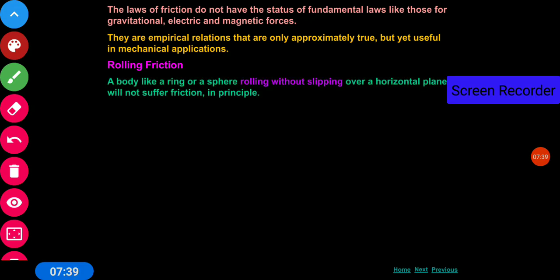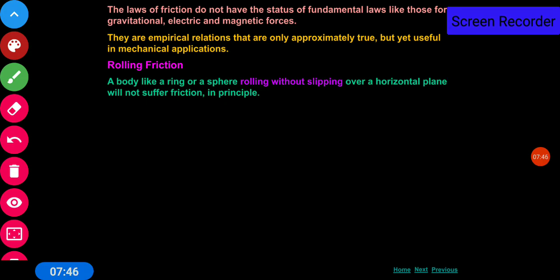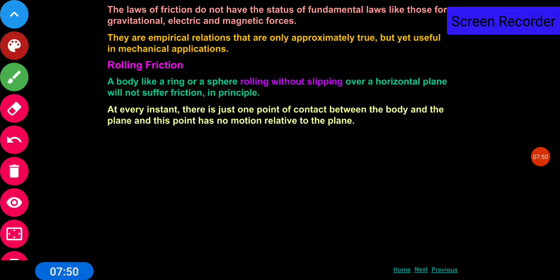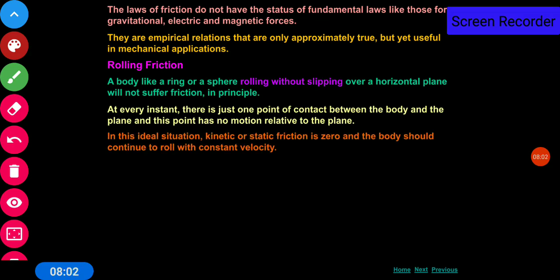Rolling friction. A body like a ring or a sphere rolling without slipping over a horizontal plane will not suffer friction in principle. At every instant, there is just one point of contact between the body and the plane, and this point has no motion relative to the plane. In this ideal situation, kinetic or static friction is zero, and the body should continue to roll with constant velocity.